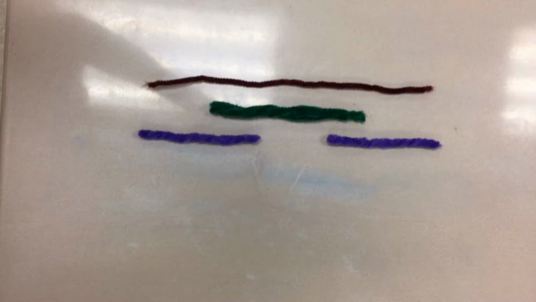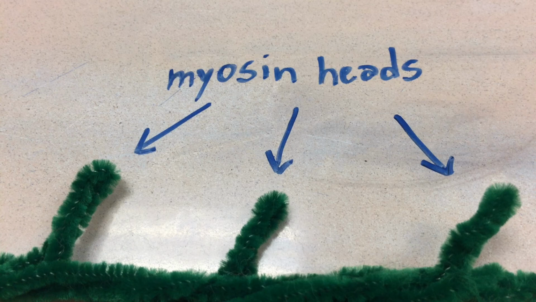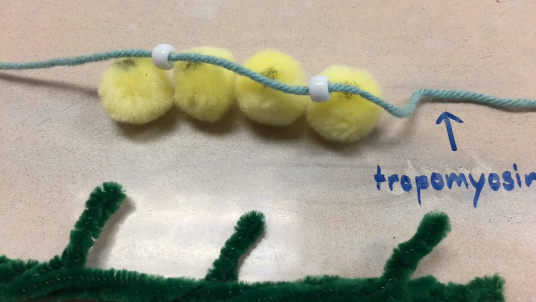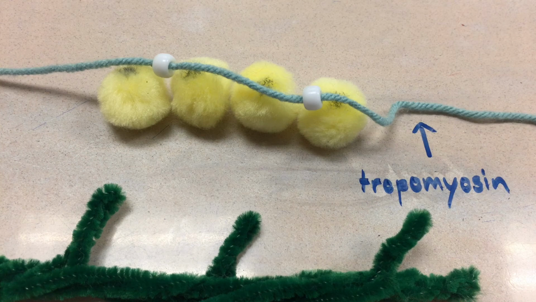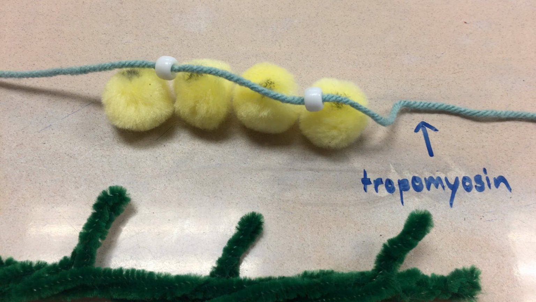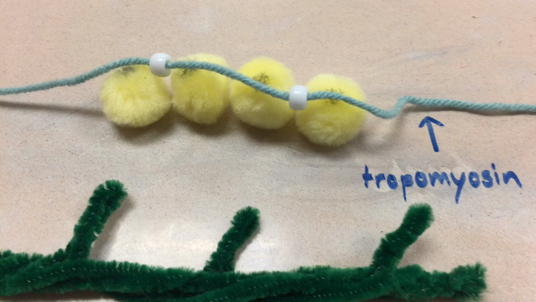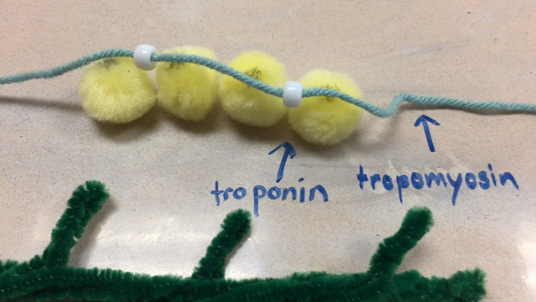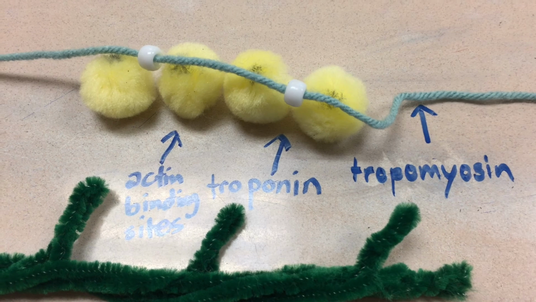Let's take a look at what's happening at the microscopic level. The myosin heads stick out towards the actin strand, ready to bind. However, they are unable to because the actin's binding sites are being blocked by a long string-like protein called tropomyosin. Troponin is another protein which pulls on the tropomyosin, opening the binding sites.